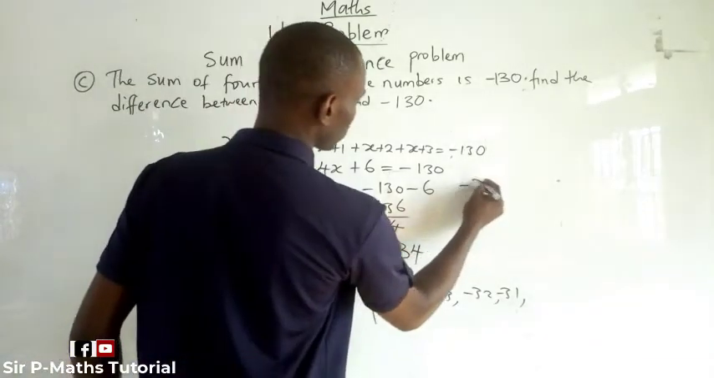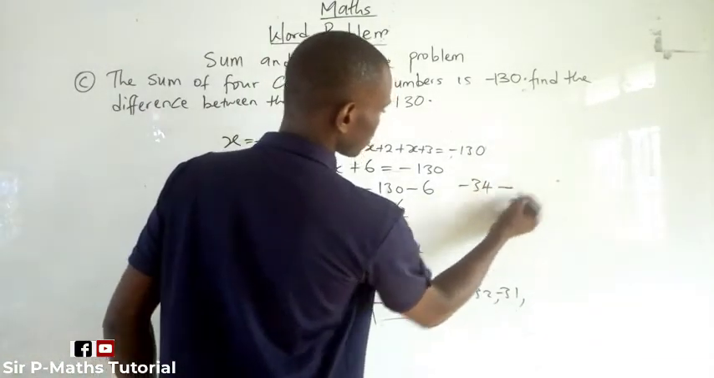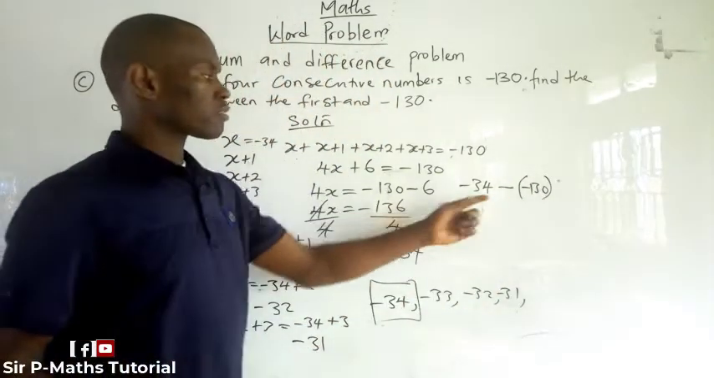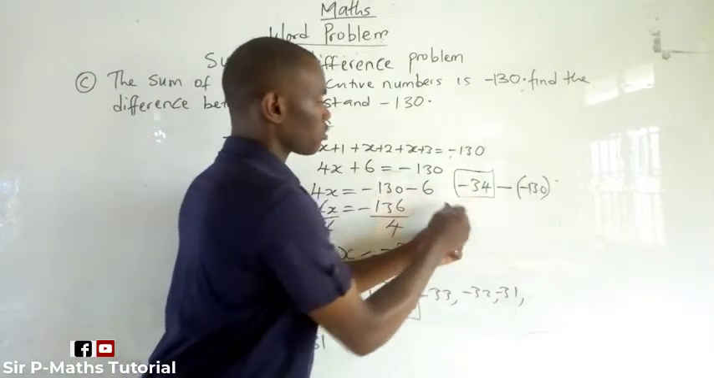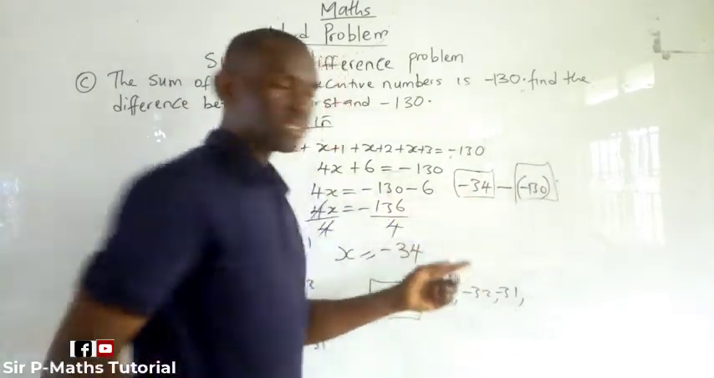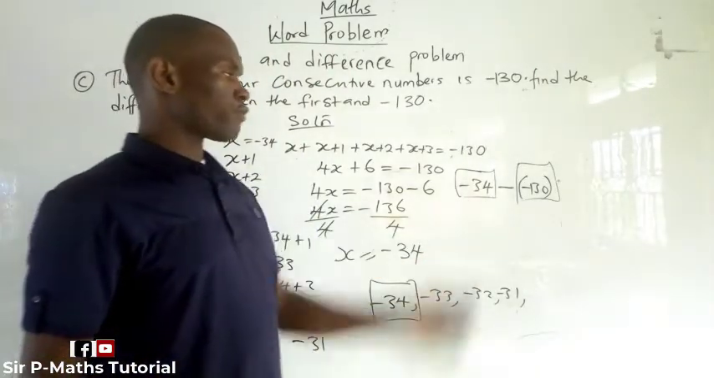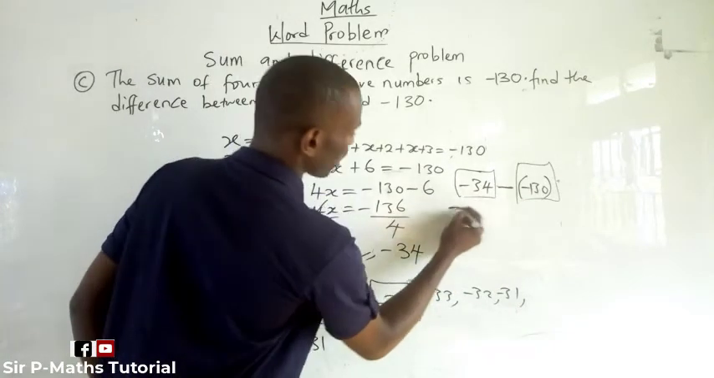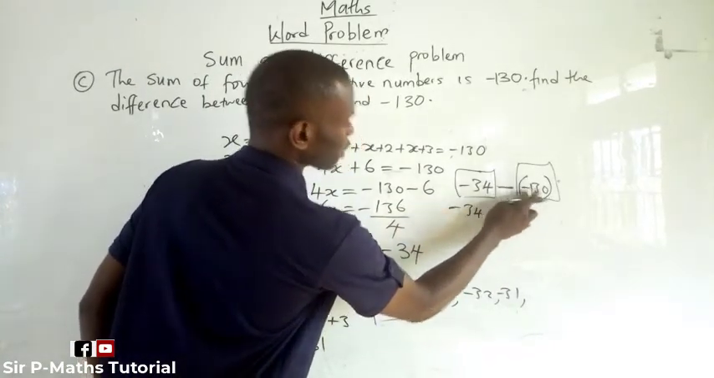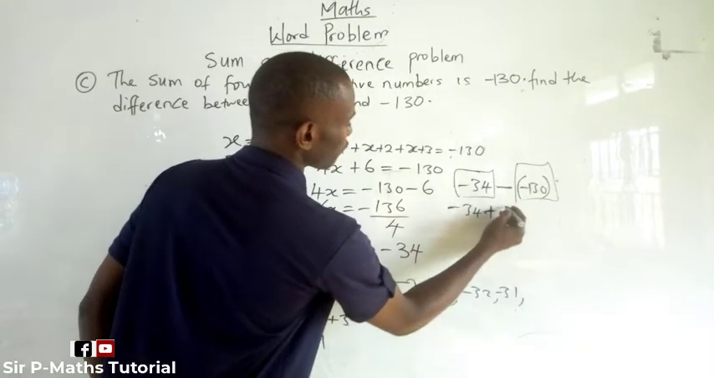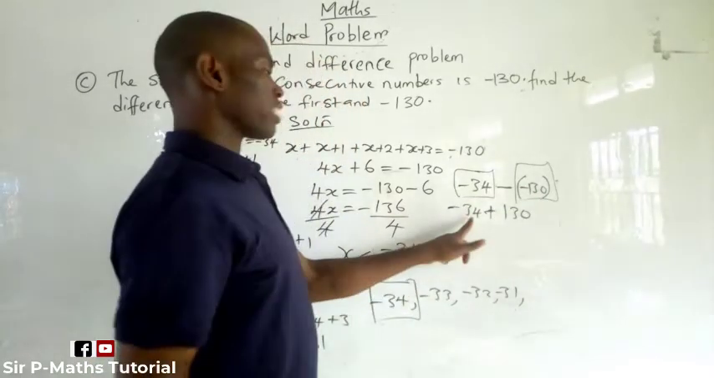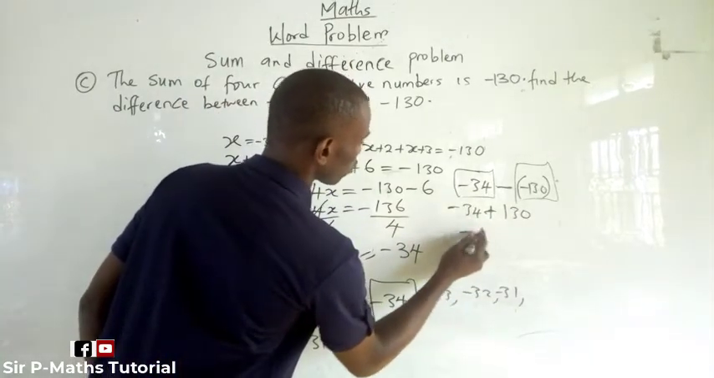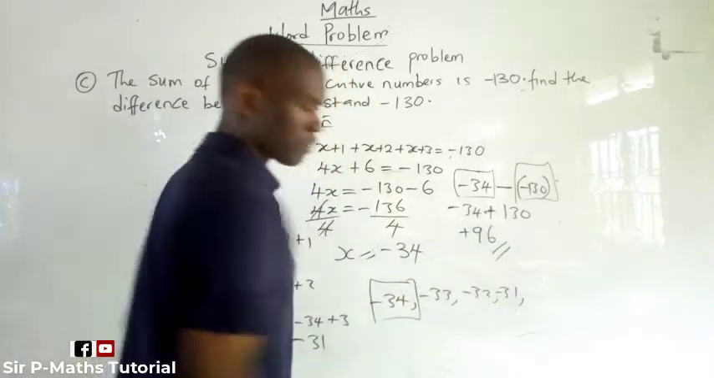Therefore, the difference between minus 34 and minus 130. Look at this. Remember, minus 34 is the first number. Minus 130 is the next number we are looking for, its difference with minus 34. Therefore, we subtract the both of them. Okay, so I have minus 34. Minus times minus gives me plus. Therefore, I am looking for minus 34 plus 130. This gives me plus 96 as my answer.